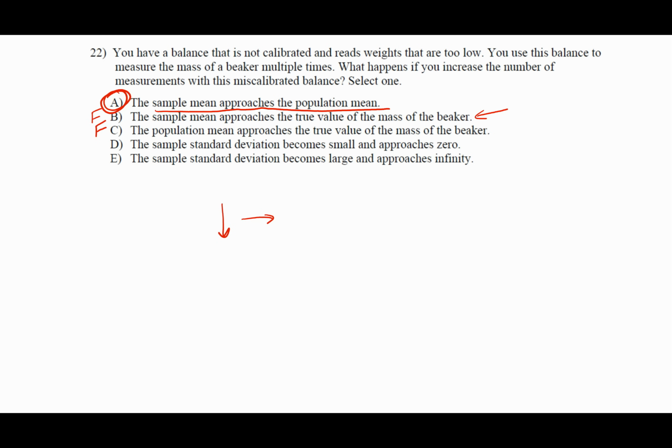The sample standard deviation becomes small and approaches 0. No, that'll never happen. The sample standard deviation becomes large and approaches infinity. No, those are just two fillers. So really we had three. Do you understand it's out of calibration?